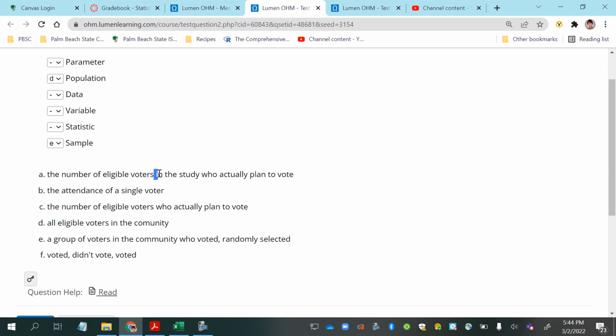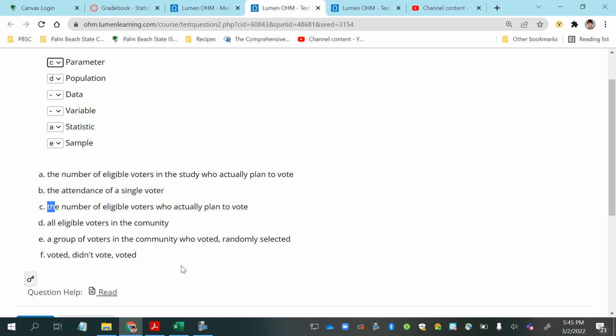Answer A has this phrase, in this study, and that implies that this is a subset of the population. It's only the voters that were in that study, not the entire population. Whereas answer C does not specify anything like that, so it is implied that we're talking about the entire population. So A would match up with statistic because it's only for the subset of people from the community that are in the study, while C will match up with parameter since it is about all of the people in that community, or all of the voters.